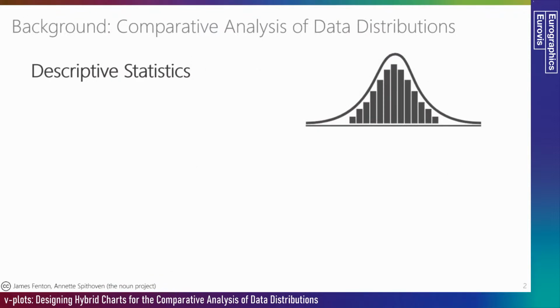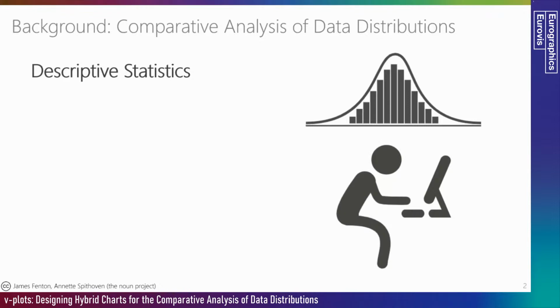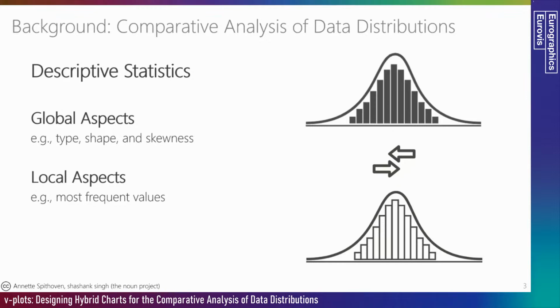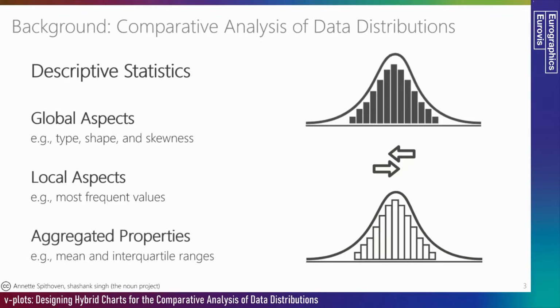Analyzing and exploring empirical data and its distributions, for example based on user study results, is a core task in descriptive statistics across various research disciplines. It often serves as a foundation for a more in-depth analysis. Our paper focuses on comparing such distributions, which is a multifaceted process comprising different analysis tasks ranging from global aspects, such as identifying the type, shape, and skewness of a distribution, to local aspects. Alongside, users also want to analyze aggregated statistical properties.